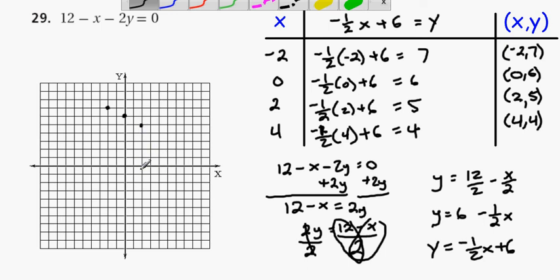And then at 4, I'm 4 to the right. 2, 3, 4. And 4 up. 1, 2, 3, 4. Now, this is a continuous graph, so we are going to have a line go through those points. And because it goes on forever in both directions, we will put arrows on both ends. All right.